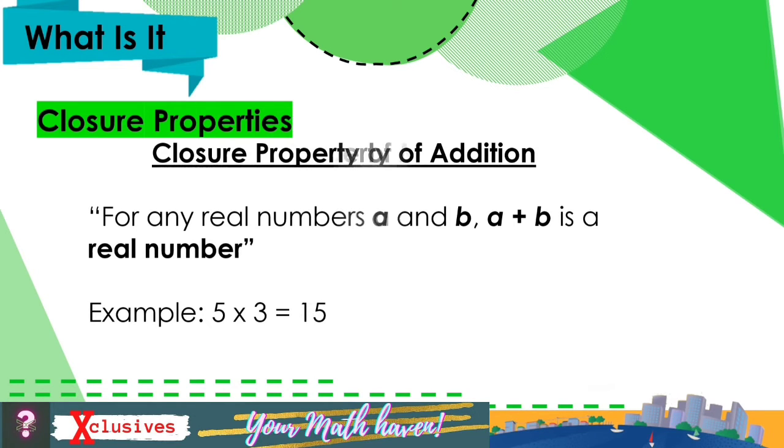We also have the closure property of multiplication, which states for any real numbers a and b, a times b is a real number. For example, 5 times 3 is equal to 15. Why? Because again, 5 is an element of the set of real numbers, and 3 is also an element of the set of real numbers. Thus, the result 15 should also be an element of the set of real numbers.